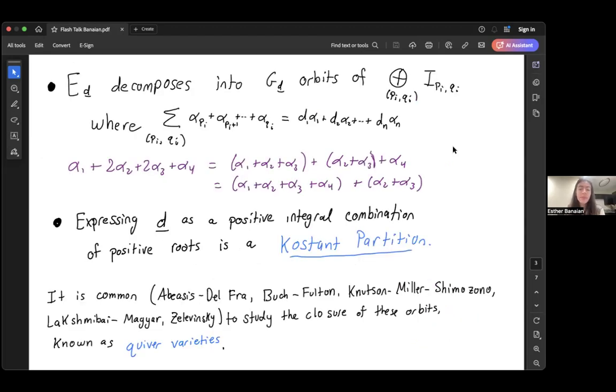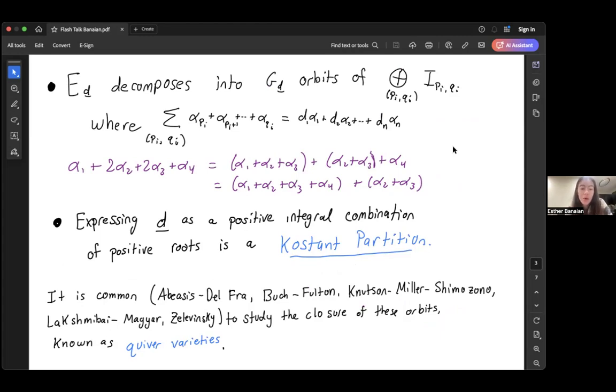All right. And from Krull-Schmidt properties, we know that this space decomposes into orbits of direct sums of indecomposables. And of course, what indecomposables you put together, there's some natural arithmetic rule. You have to be able to add up their dimension vectors and get your original vector D back. Okay, nothing surprising.